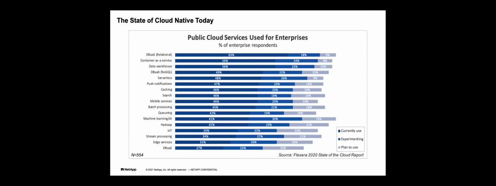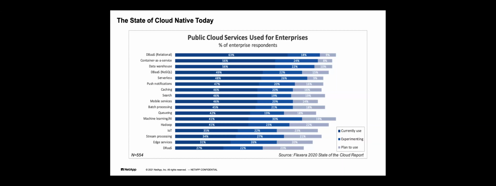So this is kind of a snapshot of the state of cloud native today, and some of the applications that are being used out in the field, in the wild. You can see there is a pretty wide range of use cases. There's relational databases, there's data warehouses, there's, of course, machine learning and AI, and they're at different stages of deployment.